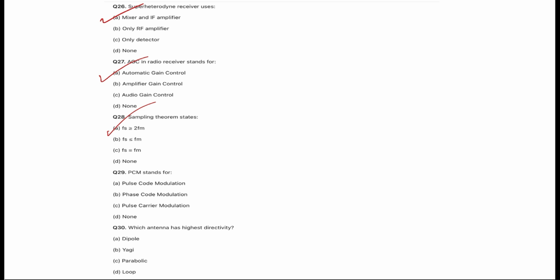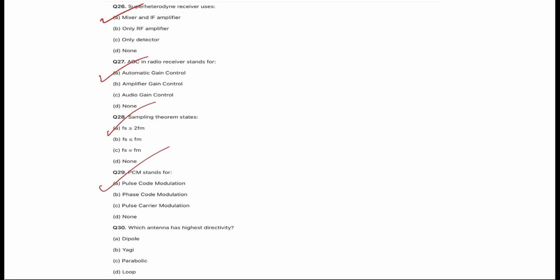Next question. PCM stands for option A, pulse code modulation. Option B, phase code modulation. Option C, pulse carrier modulation. Option D, none. PCM stands for pulse code modulation. Answer is option A.